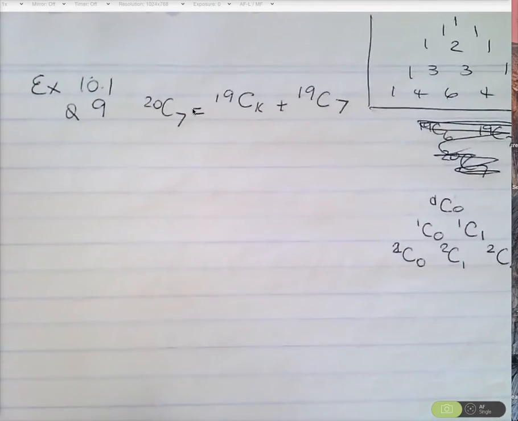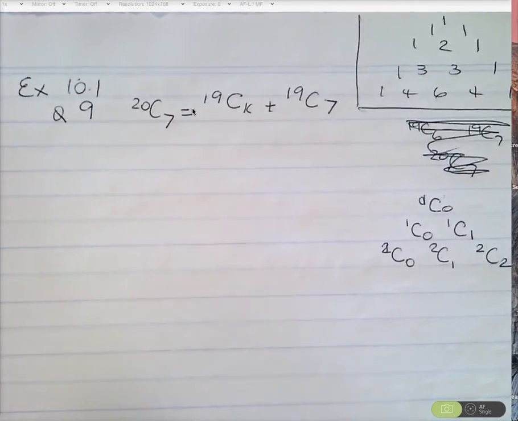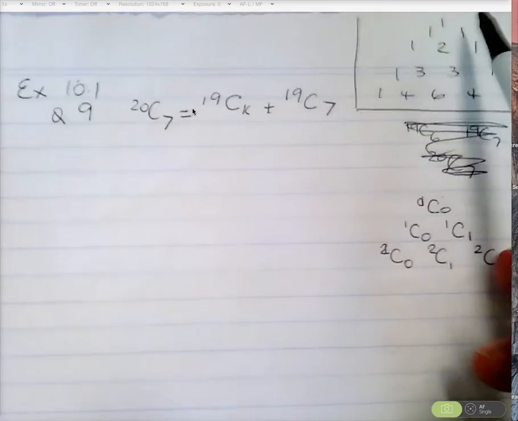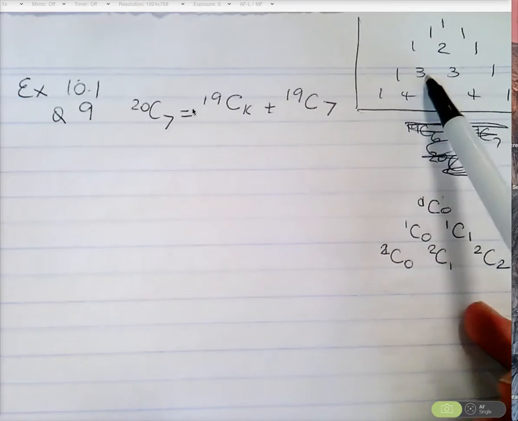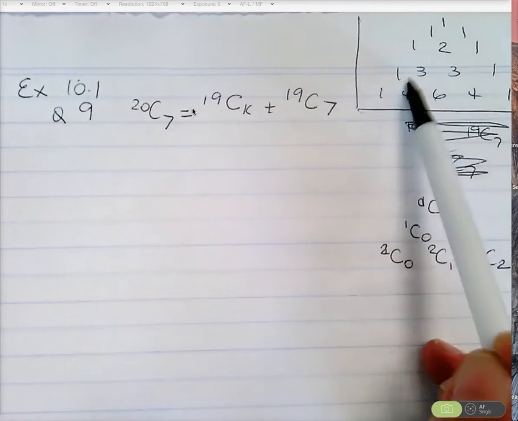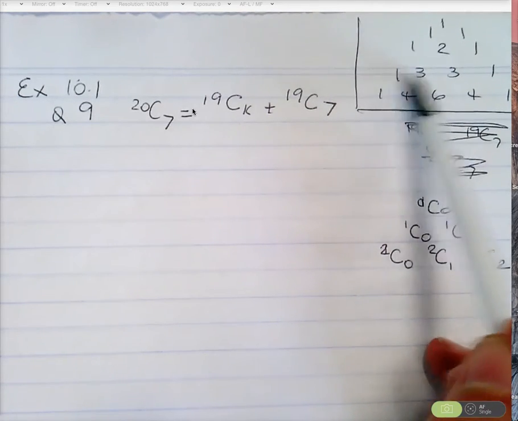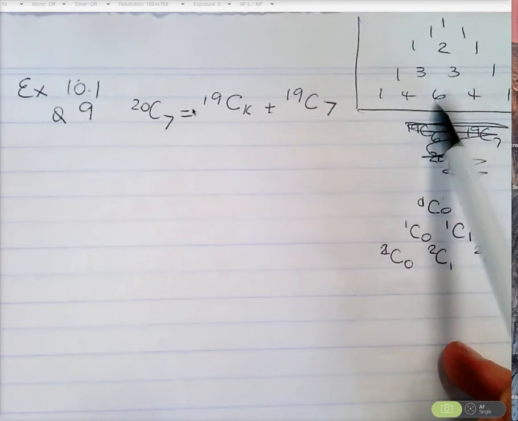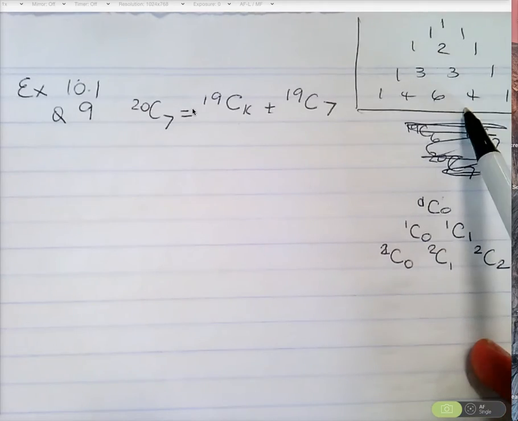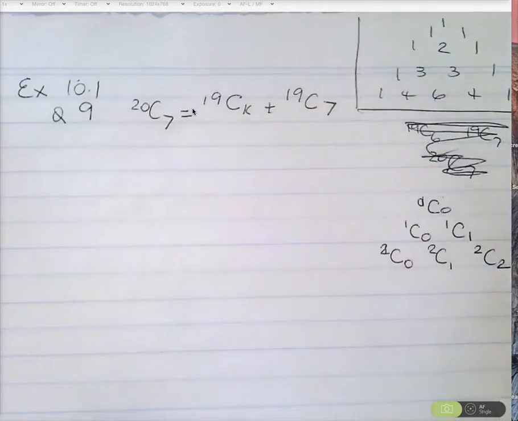Okay, girls, people were asking about question 9 in exercise 10.1. I'm just going to bring you back to Pascal's triangle. 1, 1, 1, 1, 2, 1. Remember that? 1, 3, 3, 1. And the term on the next row is the sum of the two terms above it. So the 4 is 1 plus 3. This 6 is 3 plus 3. This 4 is 3 plus 1. You've got ones all down the end.